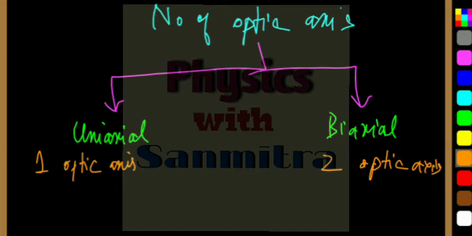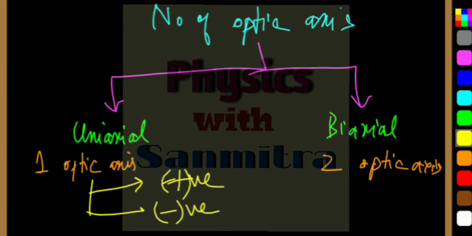Uniaxial crystals are further divided into positive uniaxial crystals and negative uniaxial crystals. Now what are positive and what are negative? See, in case of positive uniaxial crystals, my VO, that is the velocity of my ordinary ray, will be greater than VE. In case of negative, definitely the opposite will occur. VE is greater than VO.